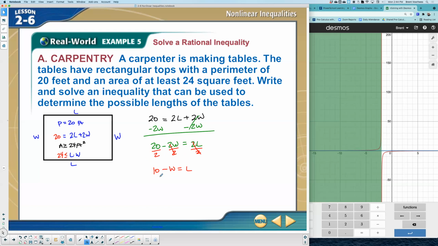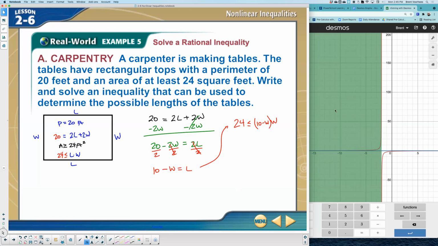So nice. What you do in a system of equations, once you have one answer, you substitute into the other equation to get your final answer. So I'm going to substitute this into the other equation for L. So I have 24 is less than or equal to, instead of L times W, what I'm going to do is you replace the L with 10 minus W.